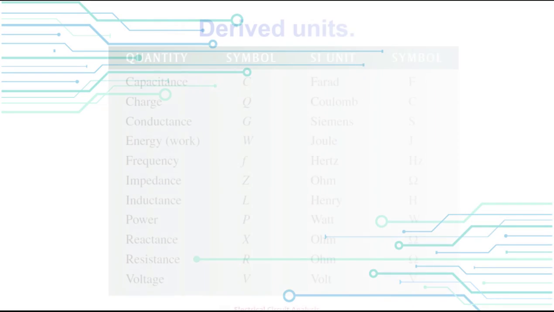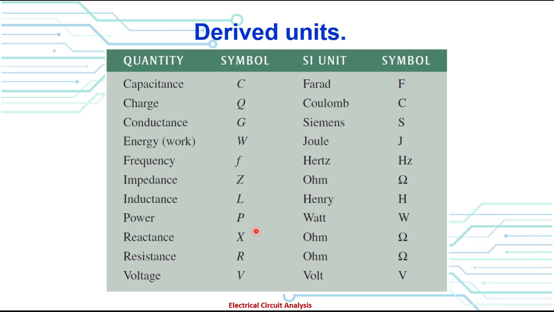Apart from fundamental units, there are also some units which are derived. These units are derived from fundamental units. Now this table represents the derived units which are used in electrical engineering. The quantities which have derived units are capacitance, charge, conductance, energy or work, frequency, impedance, inductance, power, reactance, resistance, and voltage. These are the most common units which are used in electrical engineering.